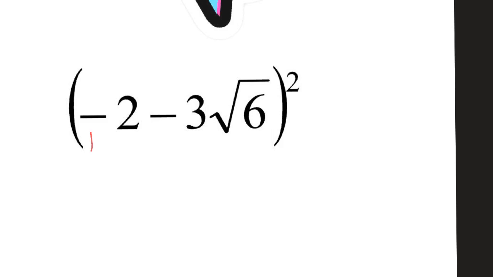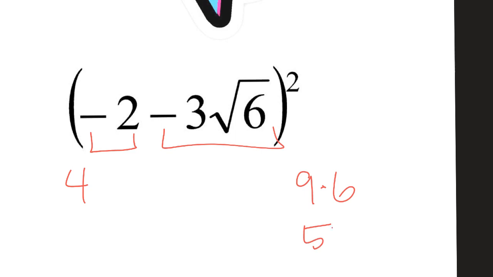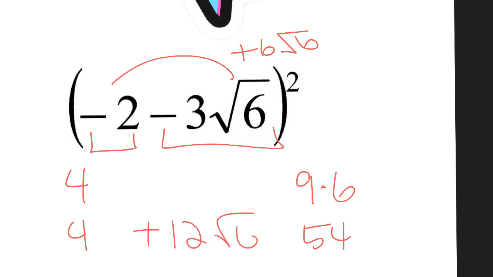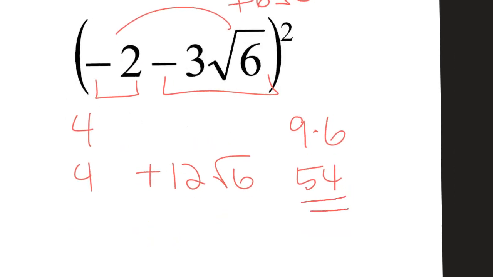So we're going to take negative 2 times negative 2, that's 4. We could also square this. That would be 9 times 6, or 54. And then the middle term, remember, you're going to multiply those two things. That's positive 6 radical 6. And then you're going to have 2 of those, so plus 12 radical 6. Now we have some like terms. This 54 and this 4 can combine. So 58 plus 12 radical 6.